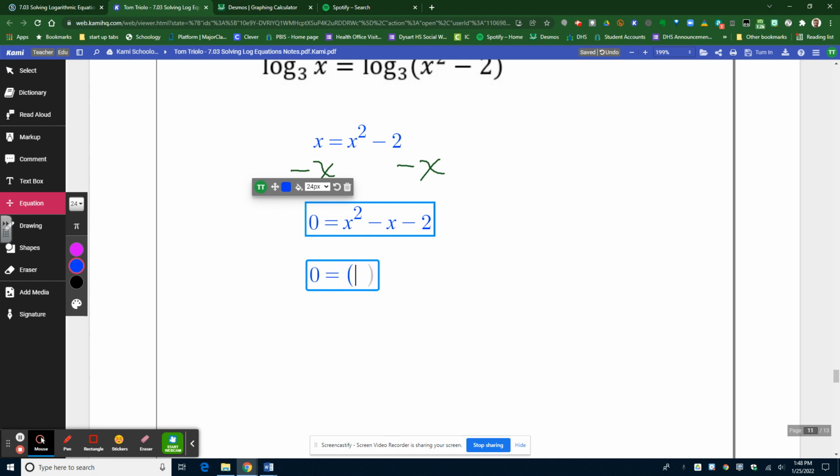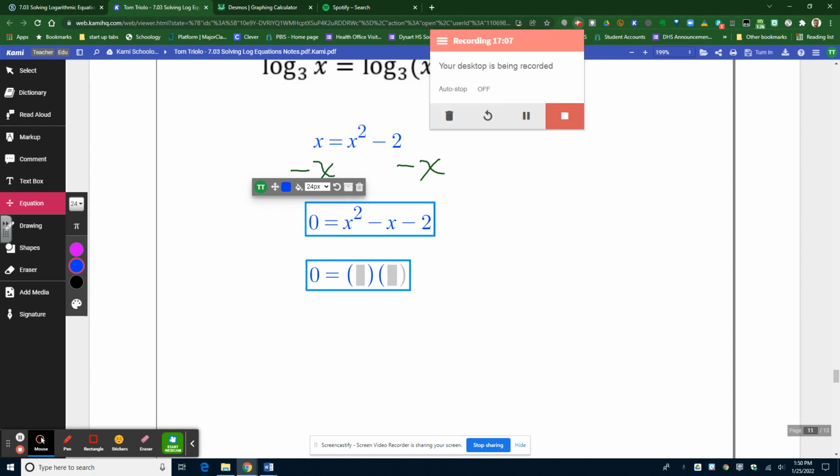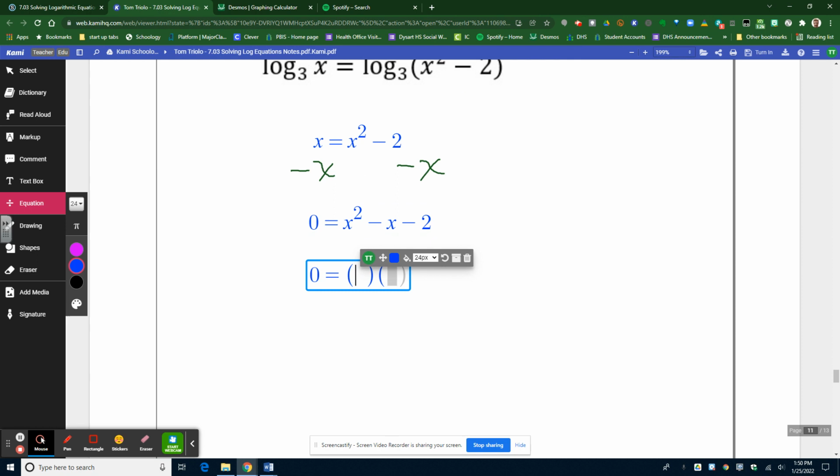0 equals. Take a moment. My favorite math F word, factor it. Find your answers, and you have to check these. You just have to. You will not know what happens until you check. Okay, so we're looking for two numbers that multiply to be -2 and add to be -1. So really I only got two choices. It's 1 and 2. I just got to figure out which one is negative.